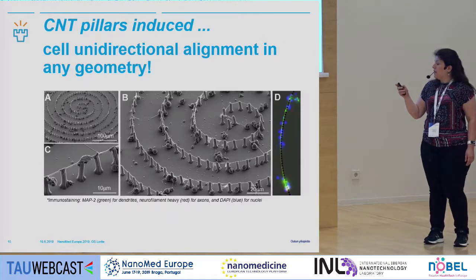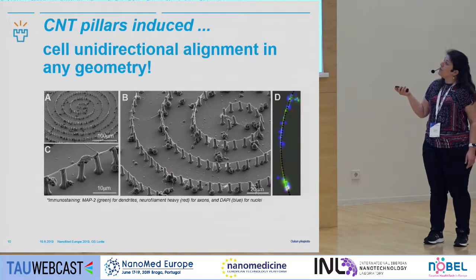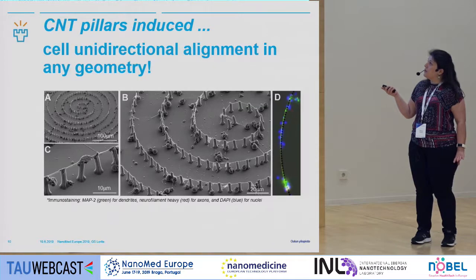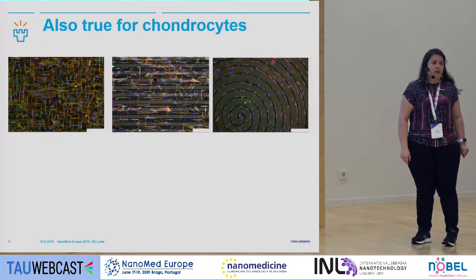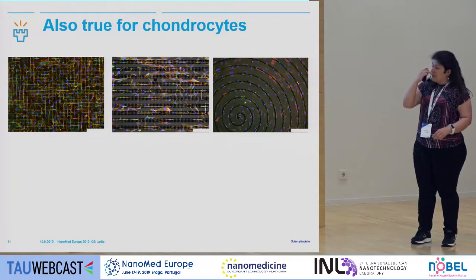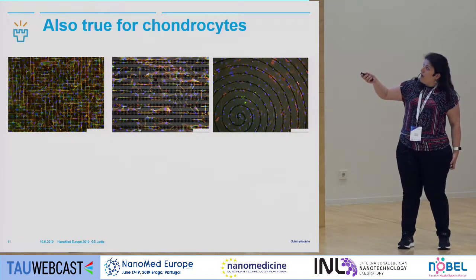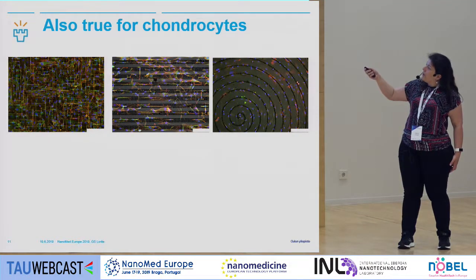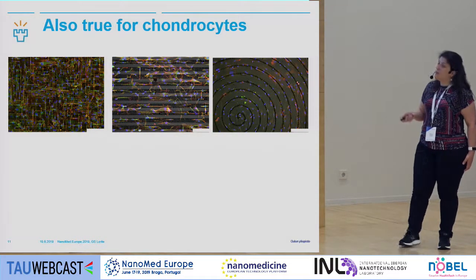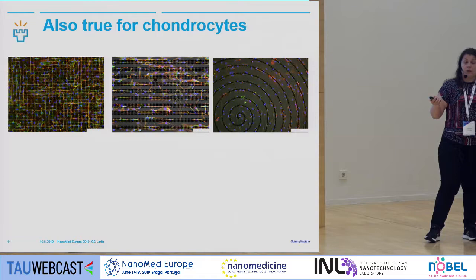This capability of using them to have this unidirectional alignment is also true for chondrocytes. So here now we have chondrocyte cells. They will grow for 7 days. And when you have the array, you can see that they grow either horizontally or vertically. When you have the stripes, the cells just follow the stripes, and when you have the spiral, they follow the spiral.